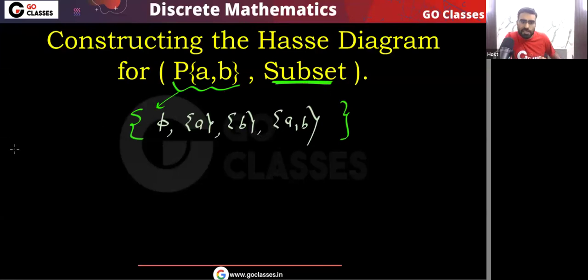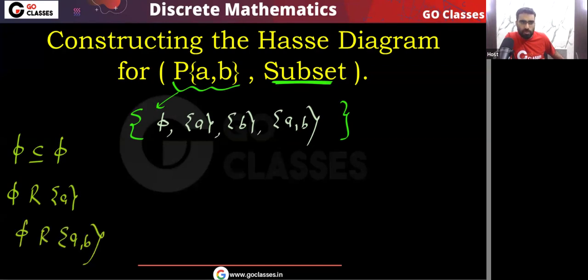Your relation is subset. You can notice phi is a subset of every set. Yes or no? Phi is related to everyone. Phi is related to A. Phi is related to AB also. Okay, so phi is a subset of everyone, this phi. Okay, so this phi is done. Now you can see where to put this element. So you can see phi is a subset of this element. Okay, what about this element?